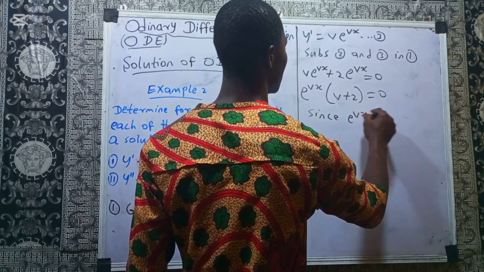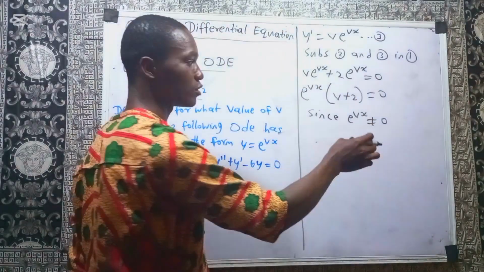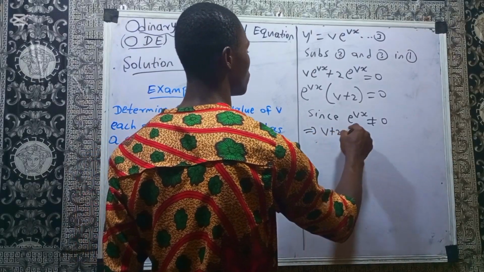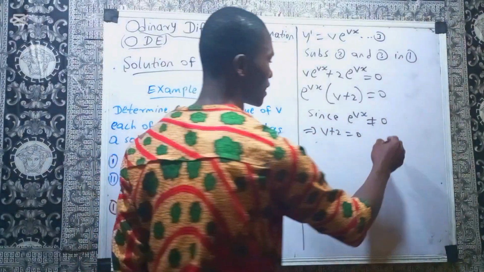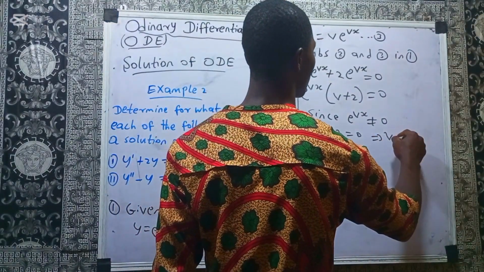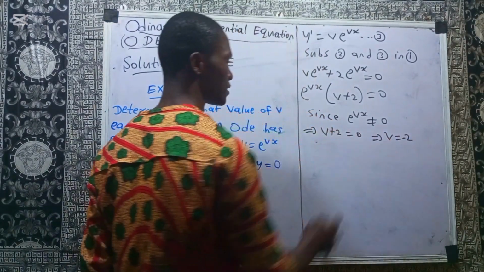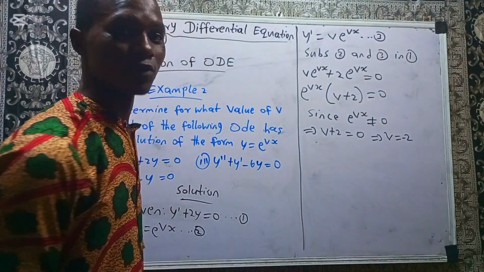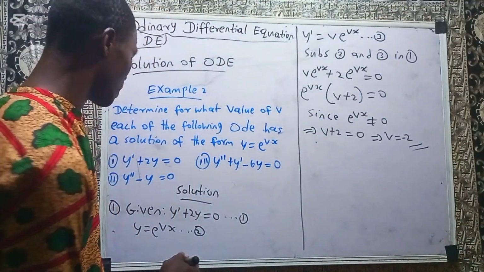So since exponential vx is not 0, and this product is giving you 0, it implies that v plus 2 will be 0. If you move positive 2 to the right hand side, you now have that v equals negative 2, because if you move positive 2 to the right hand side, it changes to negative. So we have gotten our v in this case, right? Our v is negative 2.